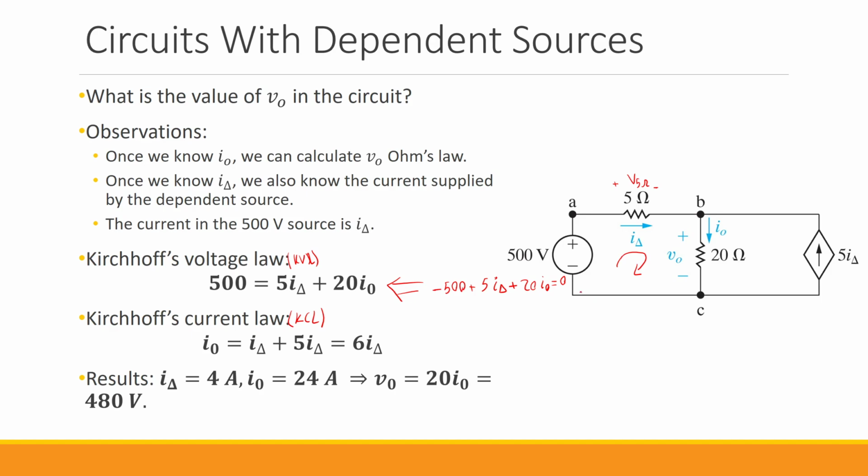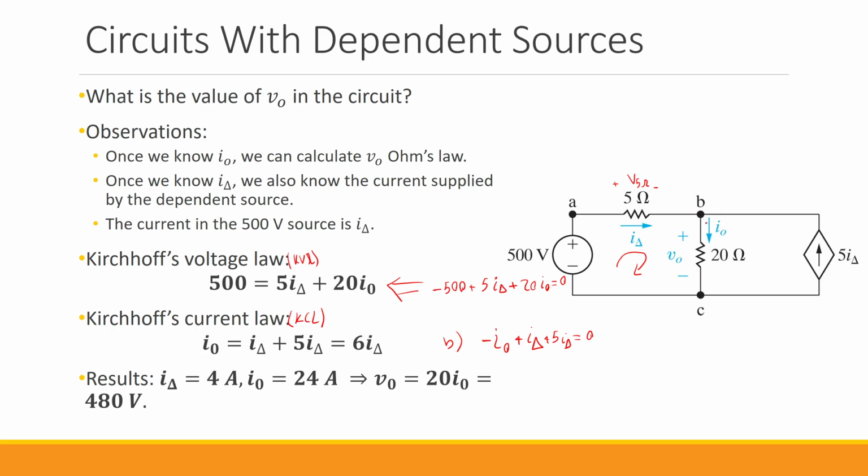If you remember, we said that anytime we have a current that leaves the node, we consider it with the positive sign, and anytime a current comes into the node, we consider it with a negative sign. So let's write the KCL for this node. We have negative I0 plus I delta from the left side plus 5 I delta from the right side equals 0.